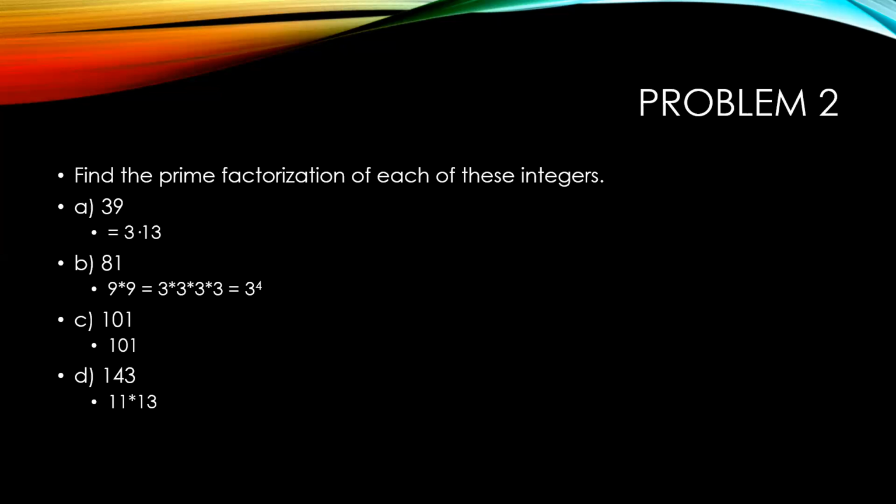So this is okay now. So we're going to check if the factors are prime numbers. 3 is a prime, 13 is a prime. So therefore, this is the prime factorization of 39. So that will be our answer.